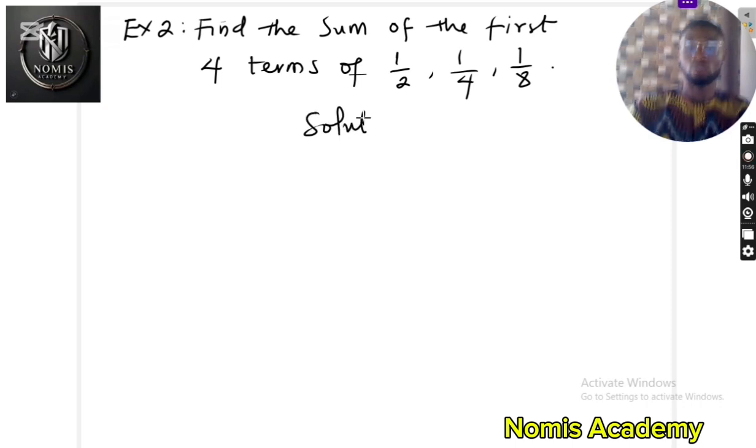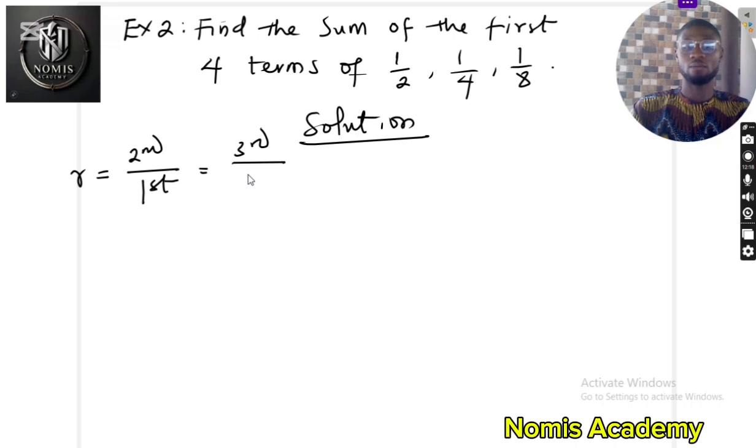So the first thing we are going to do when we see the sum of a geometric progression, because looking at it, you see that it is not addition, is to find the common ratio. So the common ratio is equal to the second term divided by the first term, which must be equal to the third term divided by the second term. So the common ratio here, what's the second term now? 1 all over 4 divided by 1 all over 2.